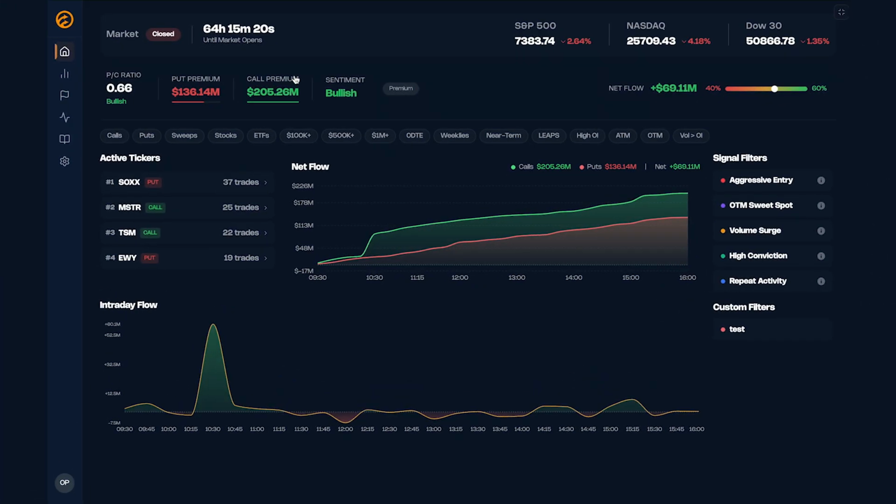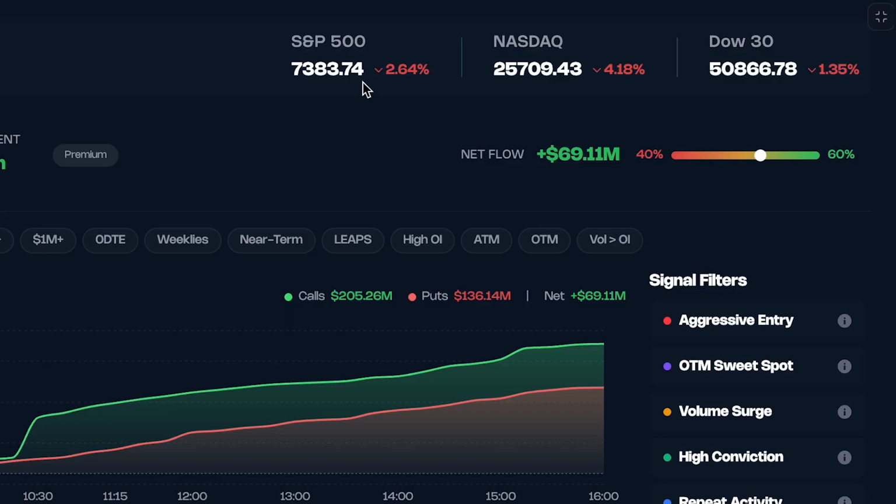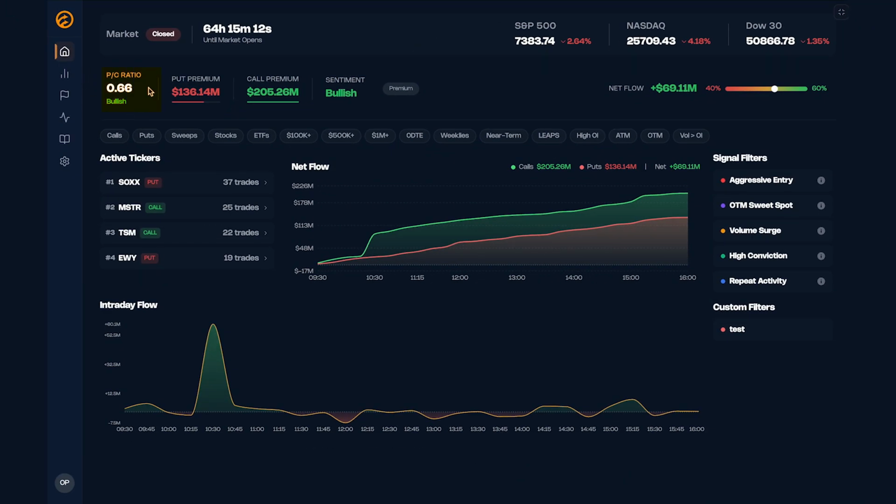When you log in, you'll land on the market overview dashboard. At the top, you'll immediately see market sentiment based on options activity. Here we can see the put-call ratio, total put-call premium, the total put-call volume, net flow, and overall market sentiment. In this example, the market is showing a bullish bias with significantly more call premium than put premium.